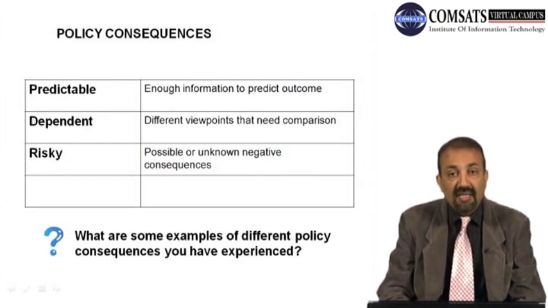And policy consequences would also be discussed here. Those are predictable, dependent, and risky. By predictable, I would like you to understand that enough information is available to you to predict the outcome. Then dependent, different viewpoints that need comparisons. Then risky, possible or unknown negative consequences attached to your different decision making. Food for thought: what are some examples of different policy consequences you have experienced in your whole life till yet?